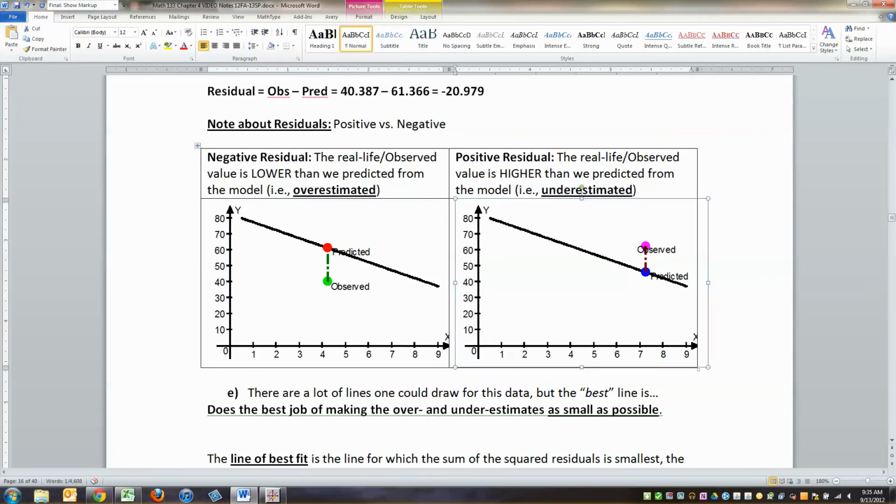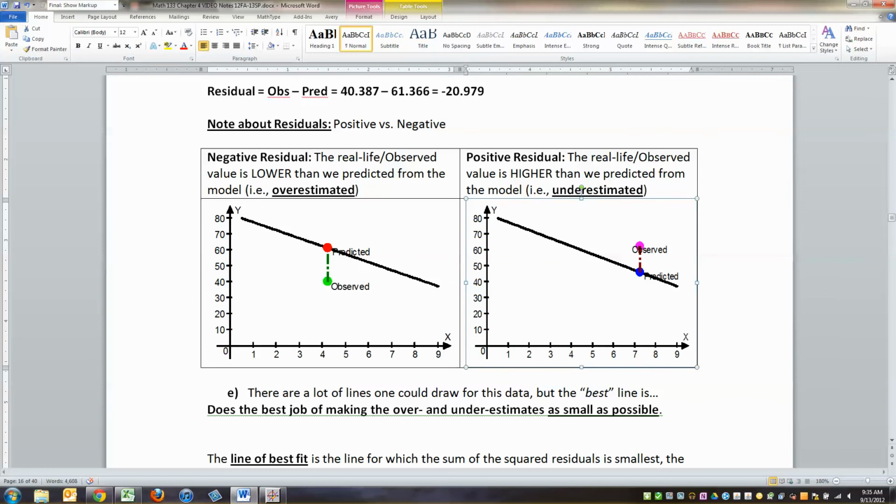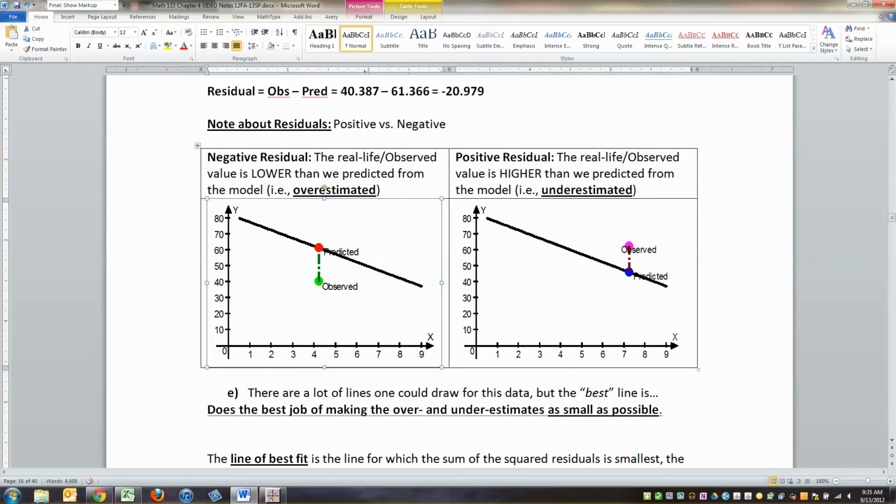Now, if it's a positive residual, it's the opposite, right? So if you have a positive residual, you observe something that's up high, and then you predicted a value that's lower than that. And so therefore, you underestimated what was going to happen. So it's a little weird because negative actually means overestimate and positive actually means underestimate. And that's because the estimate isn't as important to us as the actual value.